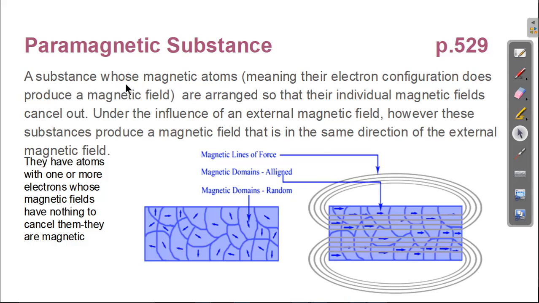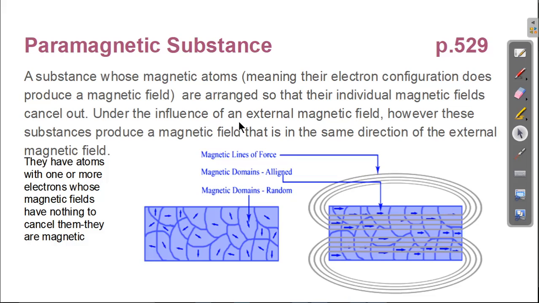It is a substance whose magnetic atoms, so remember those electrons do have magnetic fields that do not cancel one another, are arranged so that their individual magnetic fields cancel out. So the atoms themselves now are canceling one another. Not the electrons, but the atoms; the magnetic field of the atoms is canceling one another.